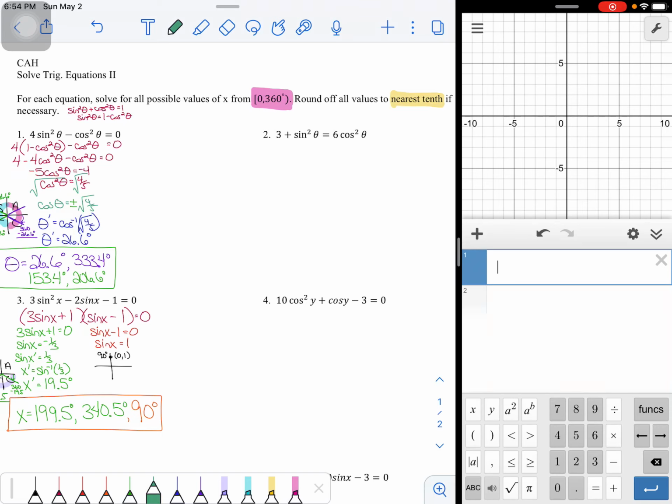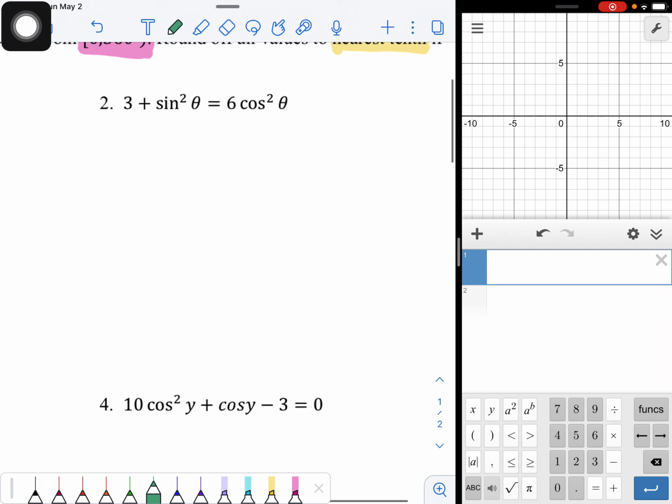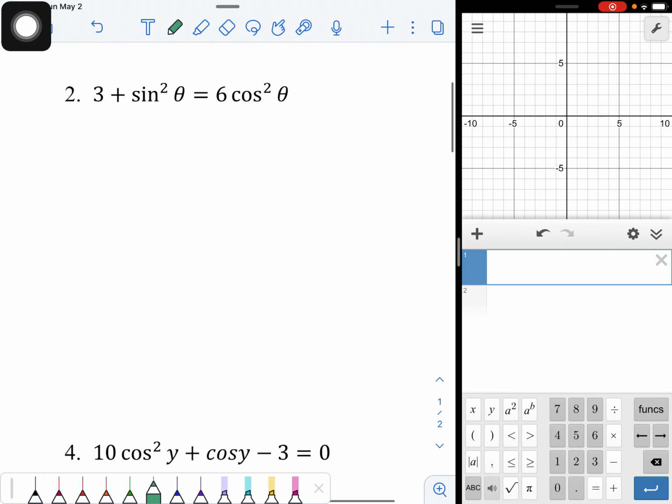All right, let's go ahead and finish up the last three problems on solving trig equations number 2. These, again, if we look at the directions, are all about solving from 0 to 360, so all of our answers are going to be in degree measure, not radian measure. And I've already got Desmos up and running as my split screen here because I will be needing to use it at some point.